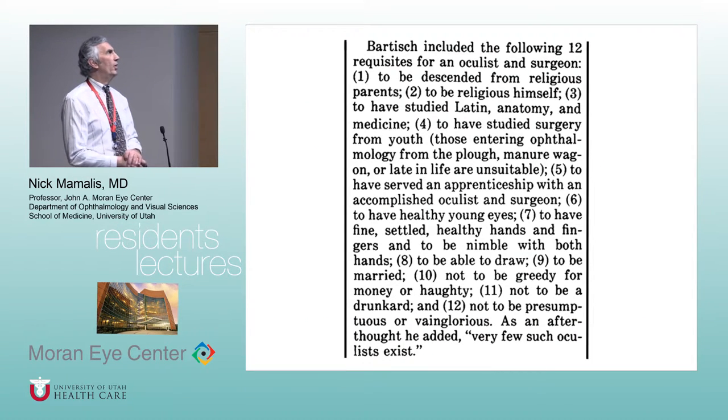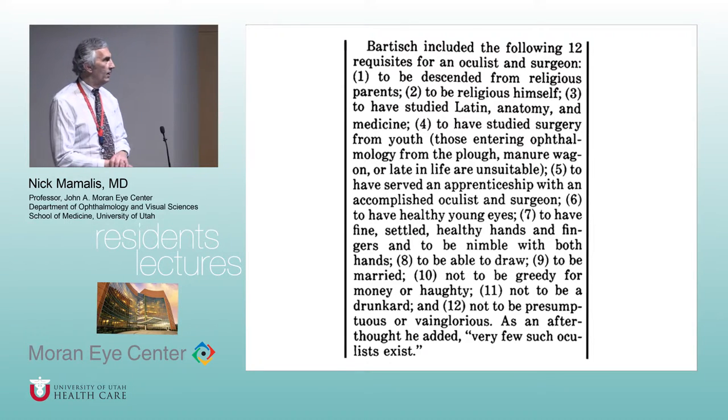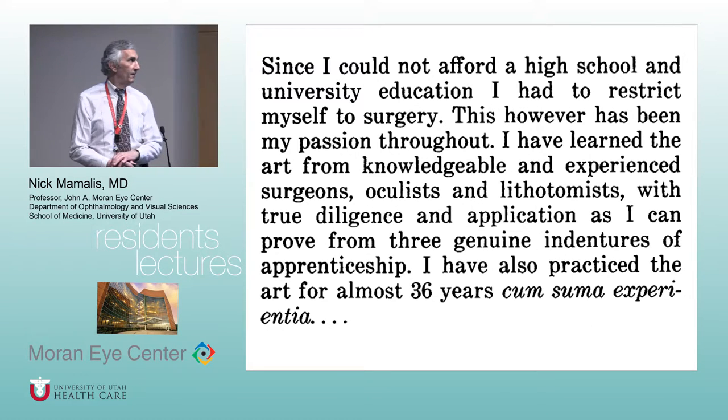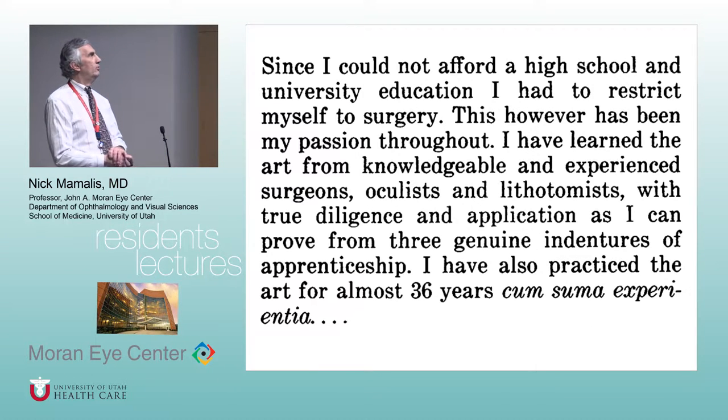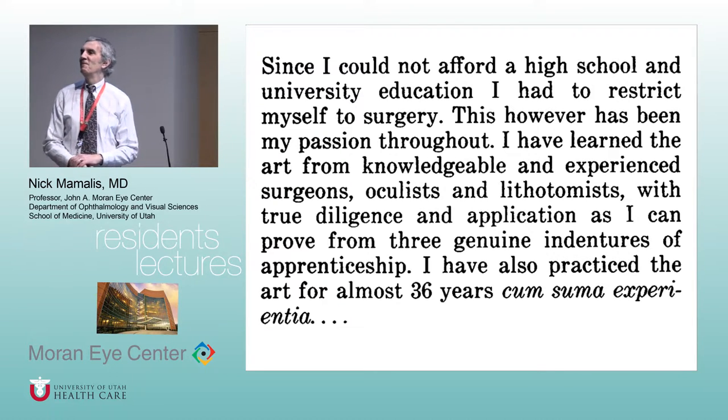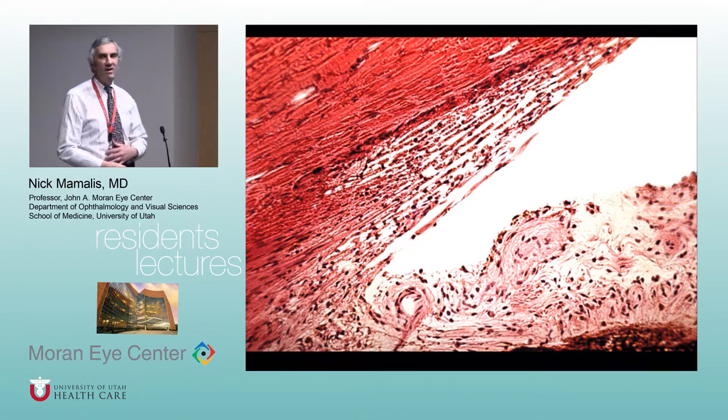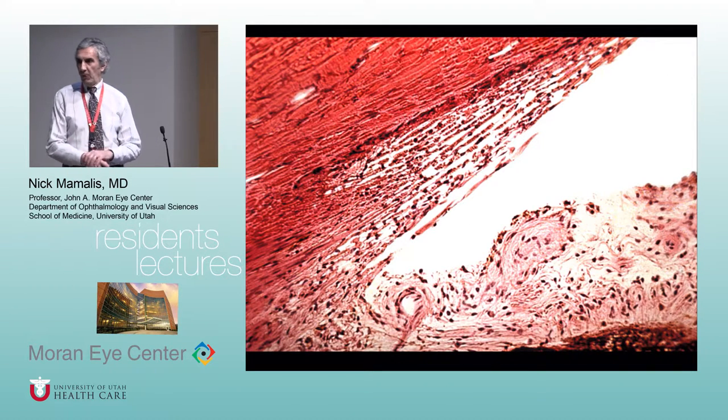So this is my favorite one. Bartisch described the 12 requisites for an oculist and a surgeon. This was in the 16th century. Some of them I love: he said not to be greedy for money or haughty, not to be a drunkard, not to be presumptuous or vainglorious. I love that. Have to be nimble with the hands, be able to draw, to be married, and to have fine, settled, healthy hands. Those were all the ones. I love him too, because this is Bartisch too. He said, since I could not afford a high school and university education, I had to restrict myself to surgery. I love that comment. Okay, Becca, what part of the eye are we looking at right here?